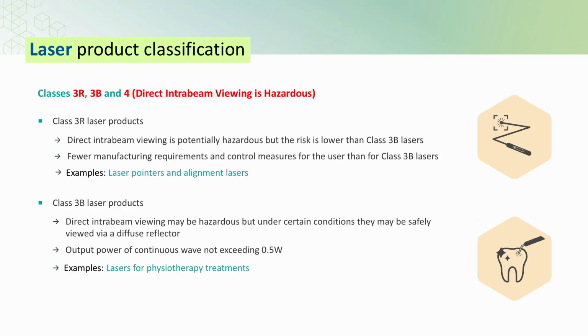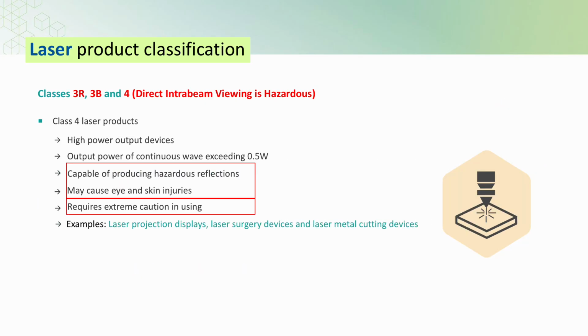Class 3R, 3B, and 4 laser products are considered potentially much more hazardous to eyes in direct intrabeam viewing. Natural aversion is not enough for eye protection from these laser products. Class 4 laser products are the most potentially hazardous one. It is a high-power output device. It could cause not only damage to eyes, but also skin injuries. It could also constitute a high chance of fire hazard. The reflections of the laser can also be very hazardous. Extreme caution is required when it is used.